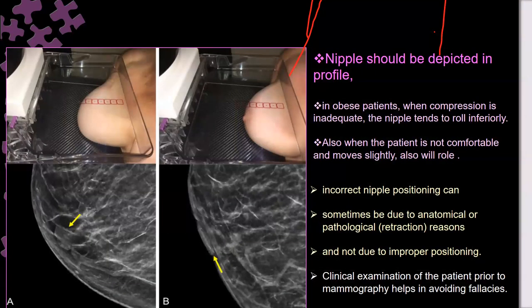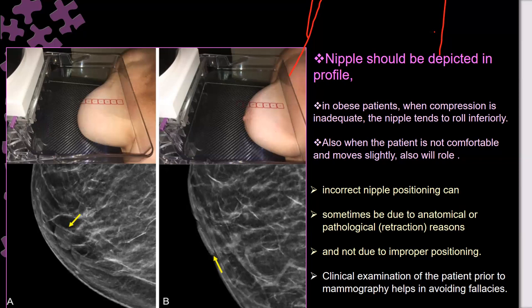So when we talk about the nipple, if you look here, we cannot see the nipple. It does not appear. It is rolled inferiorly, obviously rolling inferiorly. That is why it is coming within the field. But when it is adjusted here, it is coming in profile, though it is a flattened type. This usually occurs in obese ladies, or if the patient is not comfortable and is moving, then the nipple might roll inferiorly.